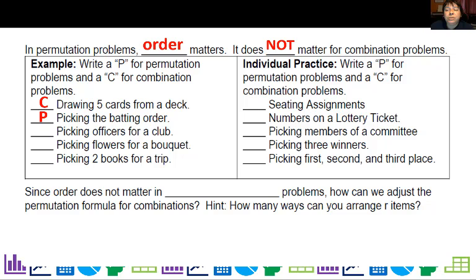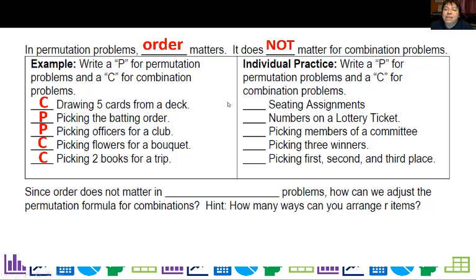And so order matters, so it's a permutation. Officers for a club: president is different than vice president, so the position or order does matter. Picking flowers for a bouquet doesn't really matter, the order. Or 2 books for a trip: if you're just going to throw them in your suitcase, you can pick out whichever one you want to read first later. But just picking 2 books for a trip, it doesn't matter which order you pick them.